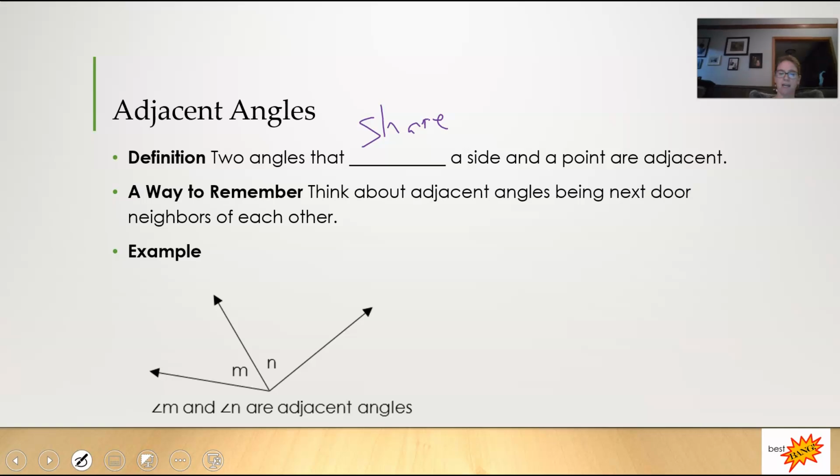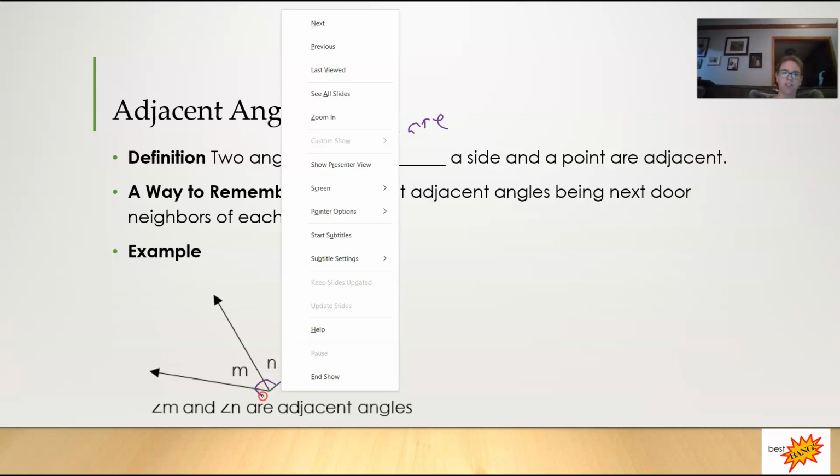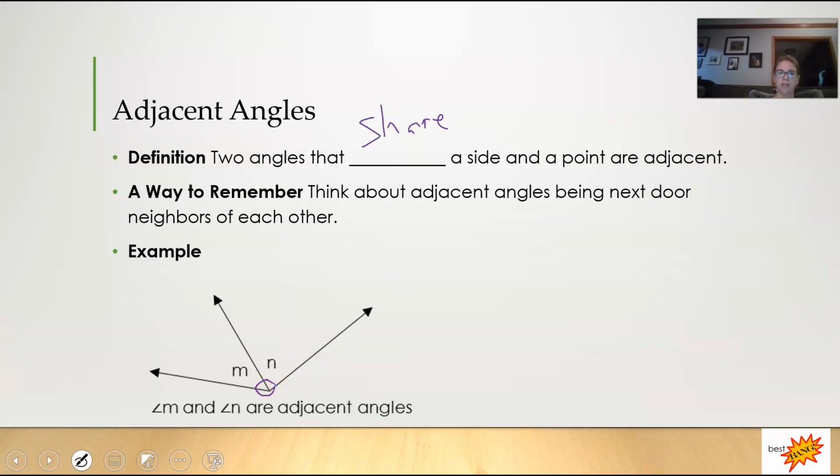Okay, so in this case, notice here, they share this endpoint and they share this ray. That makes M and N adjacent. Okay, they share an endpoint and they share a ray. Therefore, they are adjacent angles. Take a moment, pause the video, put this in your notes if you feel the need to. Excellent.